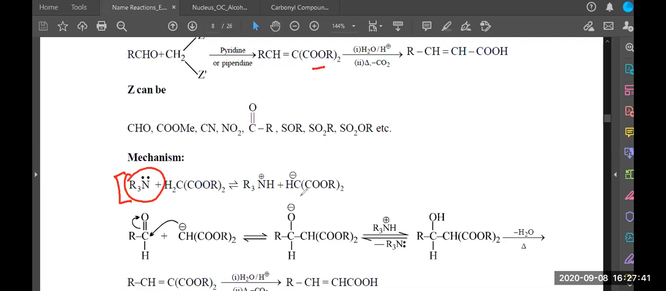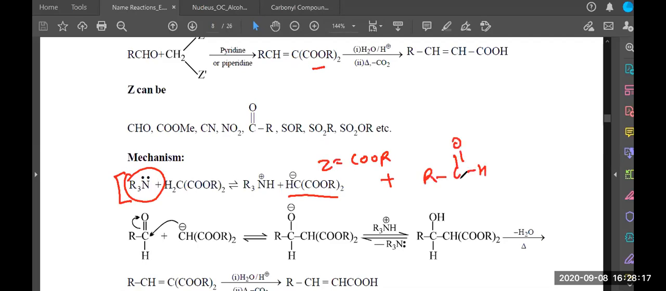Now, it will remove H plus, right? So this H plus will be removed, and we will get this. This is Z dash, and Z is COOR here. Z is equal to COOR. Okay, right? Anyone have any doubt in the first step? Tell me. Any doubt in the first step? Clear?